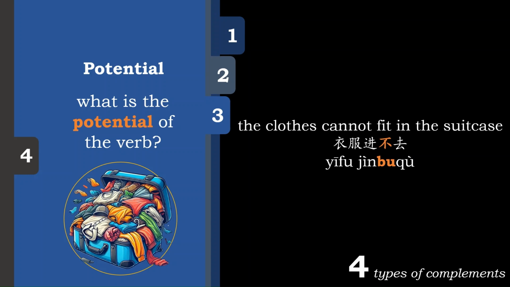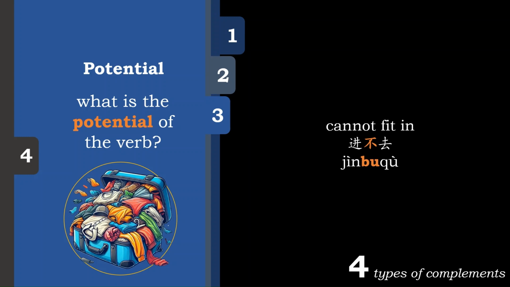What if we want to specify that the clothes cannot fit in the suitcase? So the word for suitcase is 提箱. How would we say the clothes cannot fit in the suitcase? 衣服进不去提箱. Now let's take it back. 进不去 cannot fit in or cannot get in. Or again, depending on the context, cannot go in. And this all comes from 进去, where 进 is the motion verb and 去 is the simple directional complement.